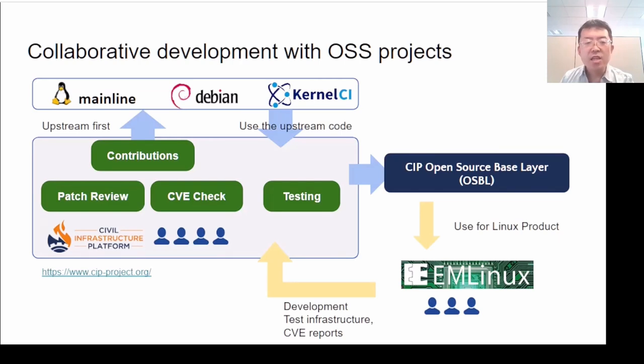CIP has a testing working group that aims to design and implement a centralized testing infrastructure that can be used to test CIP software on CIP reference hardware. The CIP testing working group has already integrated with the KernelCI project. In this presentation, we would like to show you technical knowledge about KernelCI with the actual use case of integrating CIP testing into KernelCI. Alice, please continue the presentation.